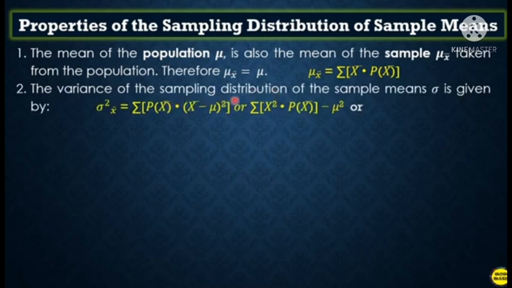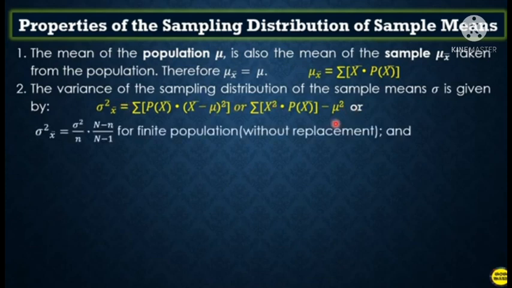And then the variance of the sampling distribution of the sample means is given by, pwede tayo gumamit ng formula na to. That is the sigma squared for the sampling distribution of sample means: the summation of the probability of the corresponding sample mean times the sample mean minus the population mean squared. So, pwedeng ito or ito. Or pwede rin ganito, class, para mas konti yung formula na gagamitin.